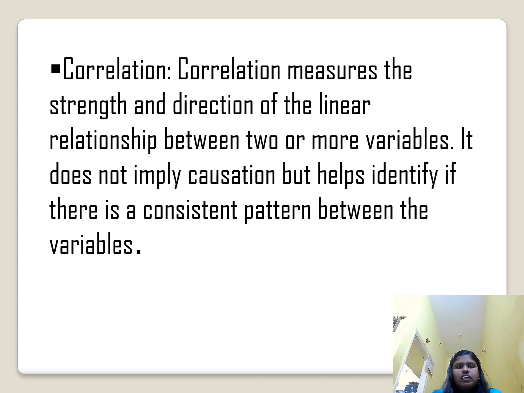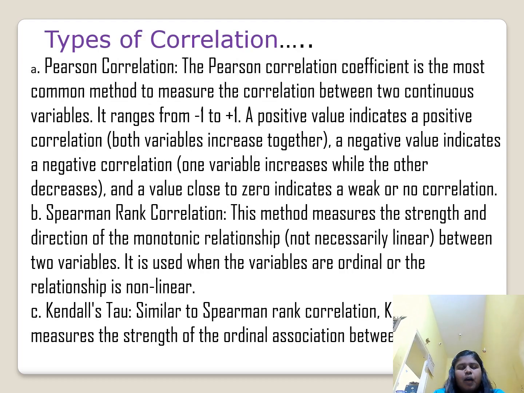Moving on to the definition of correlation. Correlation measures the strength and direction of the linear relationship between two or more variables. It does not imply causation, but helps to identify if there is a constant pattern between the variables. Moving on to types of correlation.